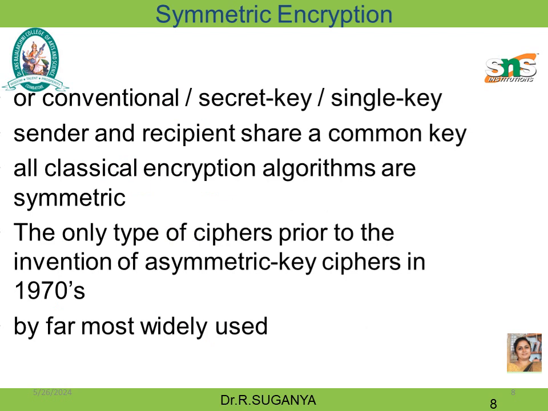Symmetric encryption is also called conventional, secret key or single key encryption, where sender and recipient share a common key. All classical encryption algorithms are symmetric. They were the only type of ciphers prior to the invention of asymmetric key ciphers in the 1970s, and by far the most widely used.